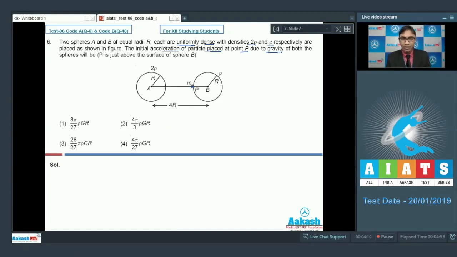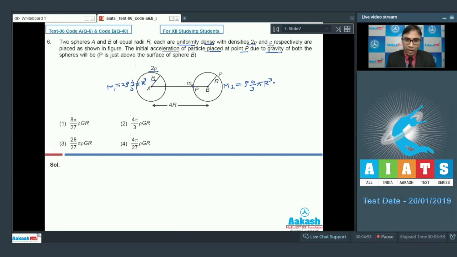So to find the acceleration, we need to find the net force on this particle. First we will calculate the mass of each sphere. Since the radius is r and density is 2 rho, the mass of the first sphere will be equal to 2 rho into 4 by 3 pi r cube. Similarly, the mass of the second sphere will be rho into 4 by 3 pi r cube, because the density is rho.